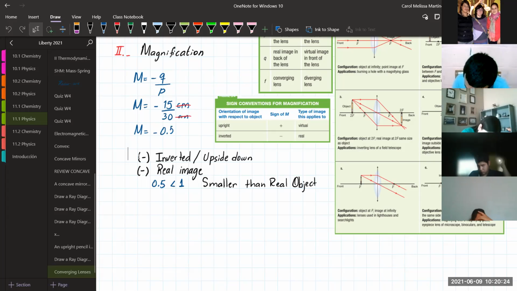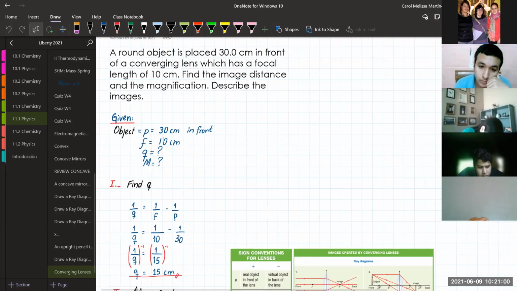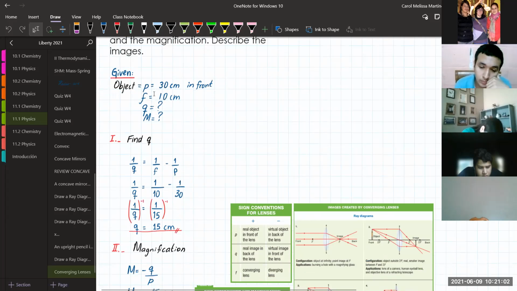This is very useful. So I write the conclusions for the magnification. Now I need to start drawing. To start my drawing, I need to analyze what is the situation that we have in this kind of exercise. So let's see. So I have P, which is 30, F, that is 10.